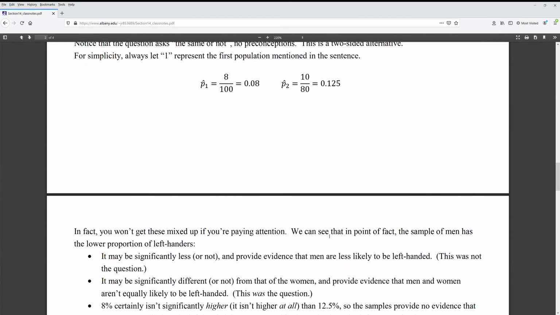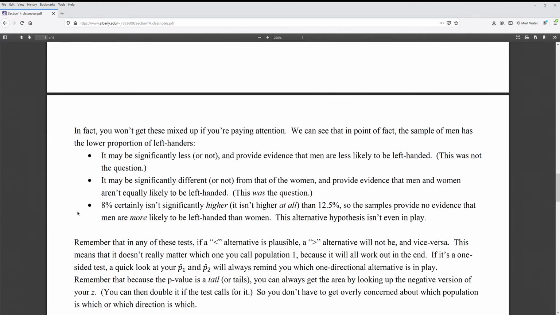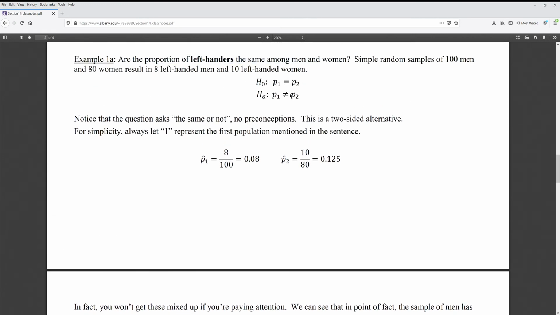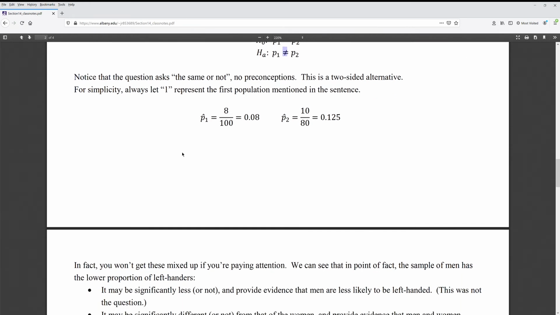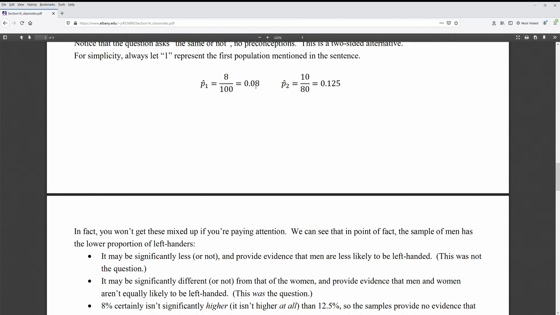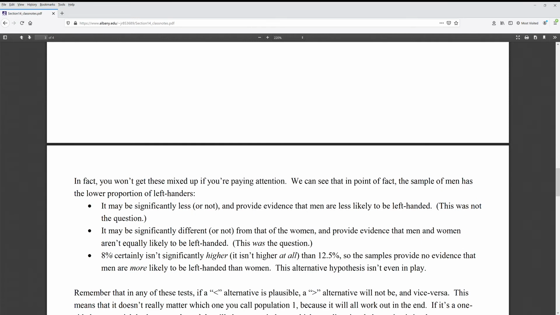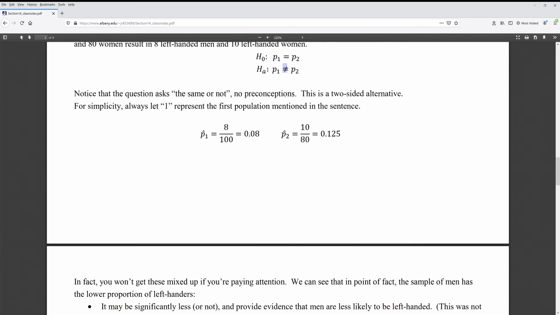So now we'll run the numbers. And this just says what I was just saying a moment ago. In context, 0.08 may be significantly less than 0.125, suggesting that P1 is less than P2. Perfectly reasonable question, but it was not our question. In context, 0.08 and 0.125 may be significantly different, which was our question, but 8% is certainly not significantly higher than 12.5%. So the greater than alternative is not in play.